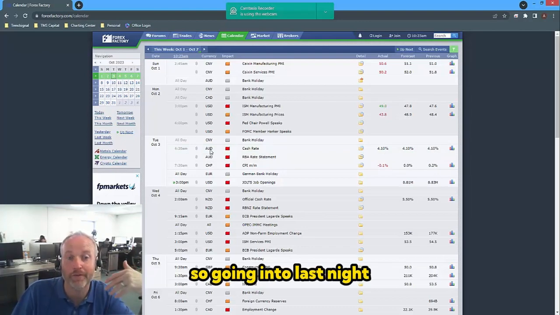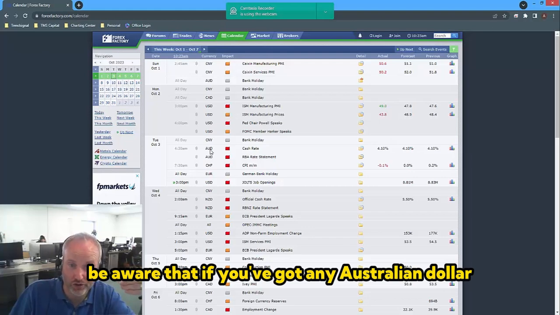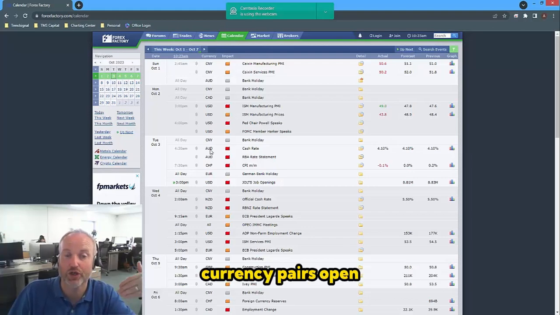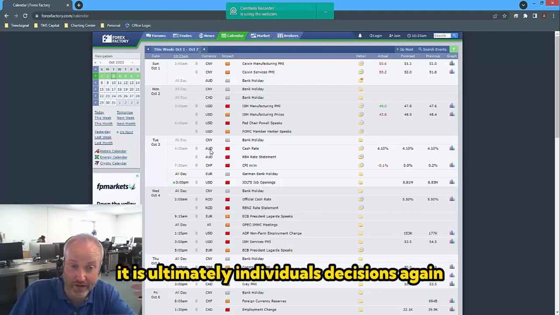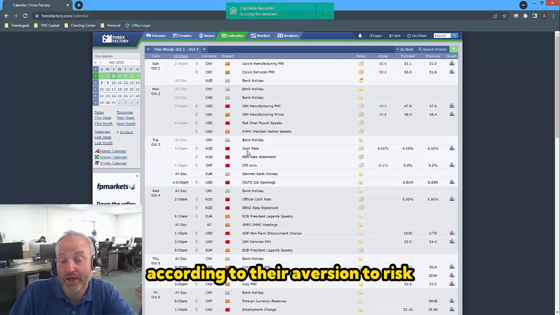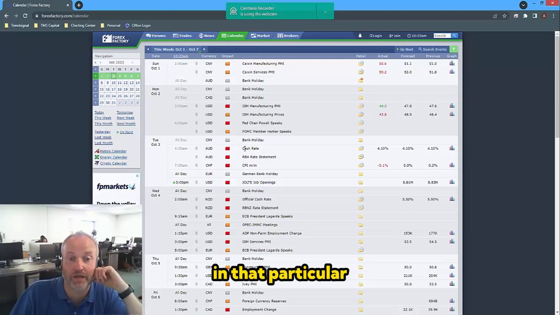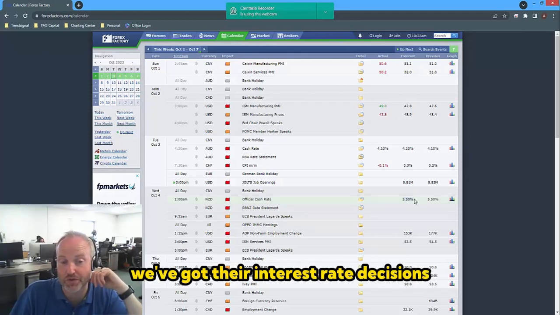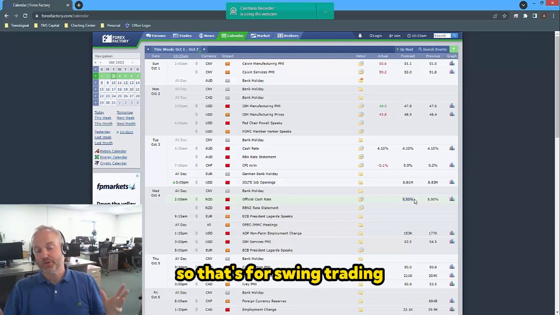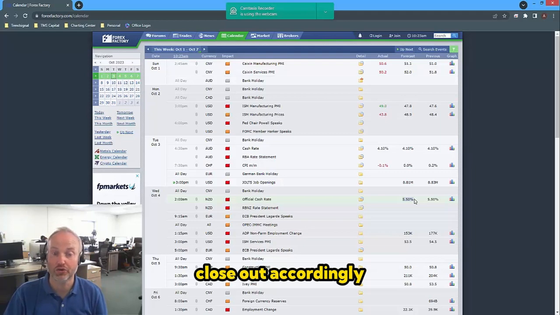So going into last night, our members were taught to be aware that if you've got any Australian dollar currency pairs open, you might want to consider closing them. It is ultimately individuals' decisions, again according to their aversion to risk, but it is something that could create a big shift and movement in that particular currency. Similarly for tonight, for New Zealand, we've got their interest rate decision also. That's for swing trading. Be aware, reposition, close out accordingly.